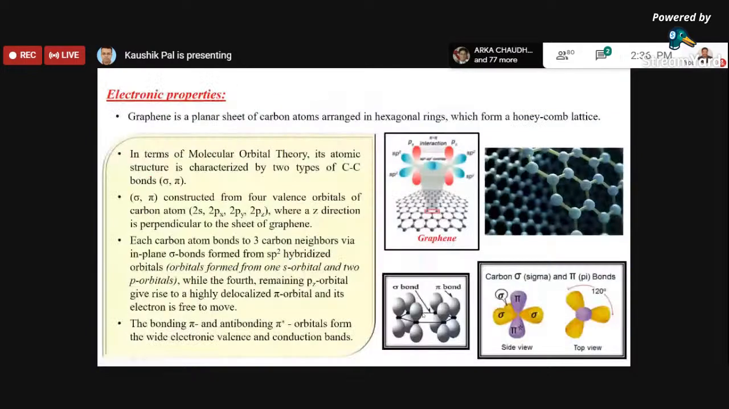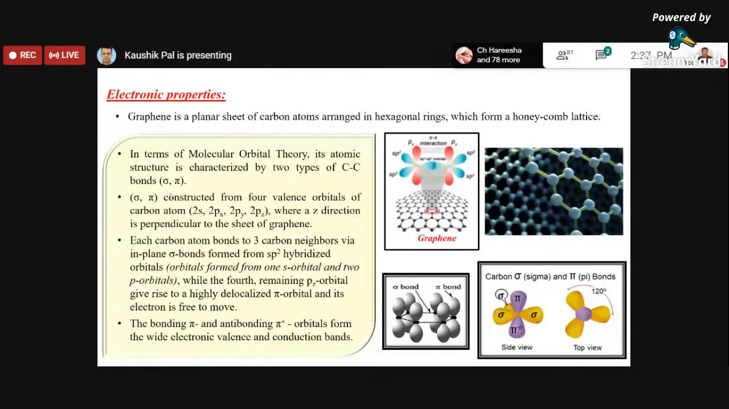purposes. Now, if I talk about the electronic properties, because other properties are already covered, I am giving the emphasis on the electronic properties. So graphene is a planar sheet of carbon atoms arranged in hexagonal rings, which forms the honeycomb lattice. So basically, we call it a honeycomb structure. In terms of molecular orbital theory, its atomic structure is characterized by two types of C-C bonds. One is the sigma bond, another one is the pi bond.